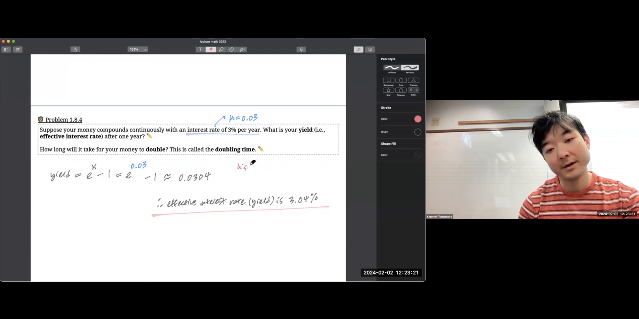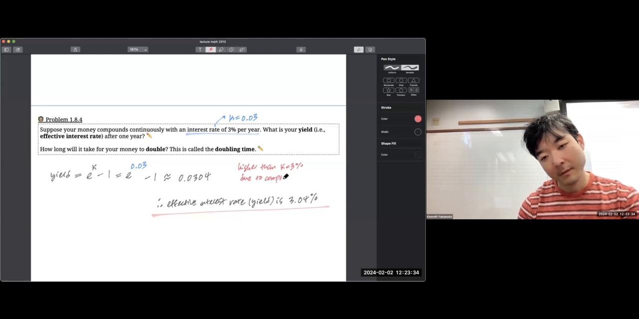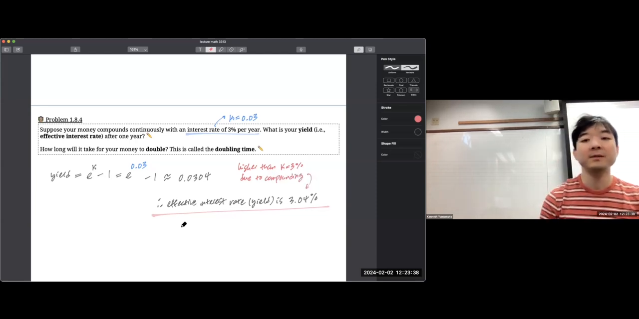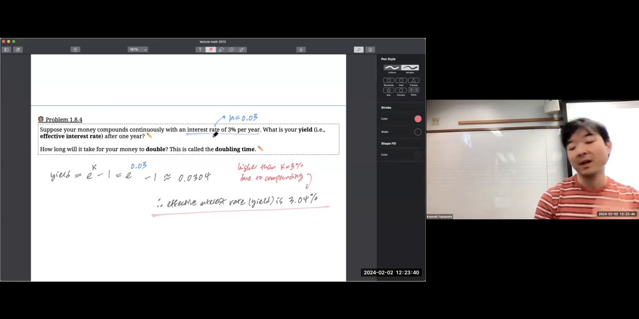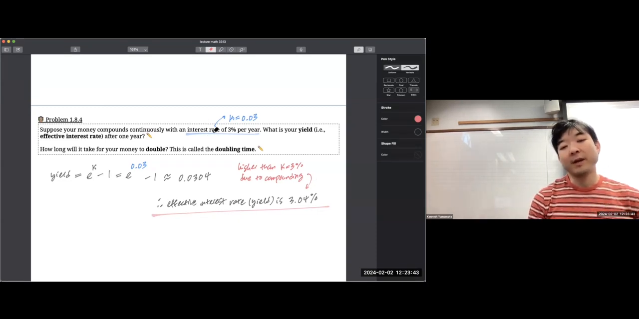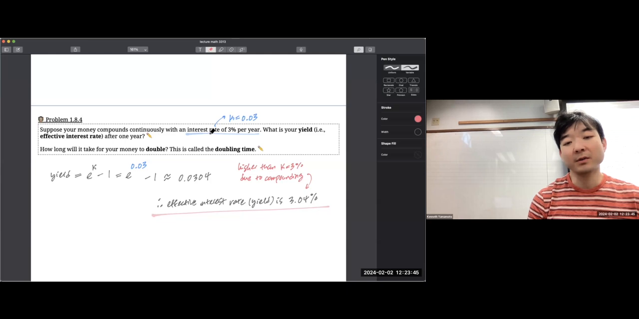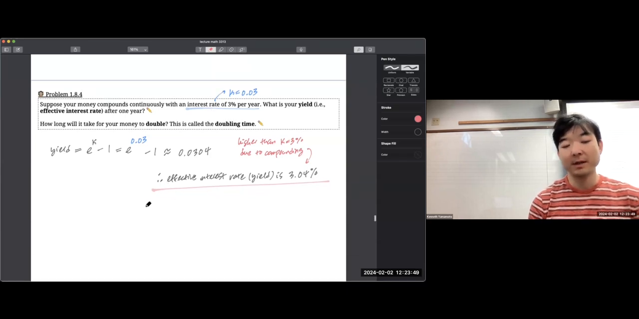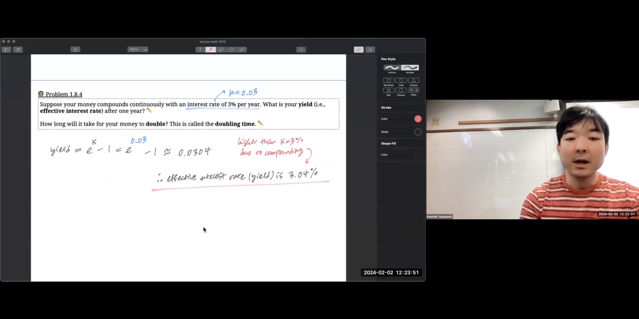So say higher than the K is equal to 3% due to compounding. So your effective interest rate is a little bit higher just because of compounding, even though the model uses, so this is just called the growth rate, really is what the model uses, but the actual amount that you get out of it is actually higher because of compounding interest.